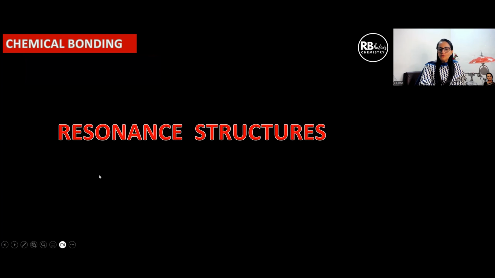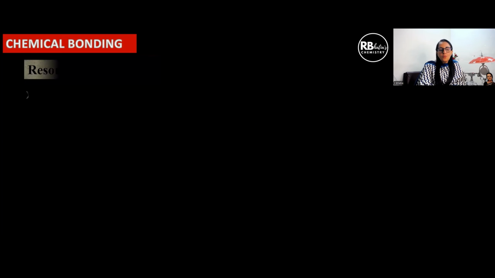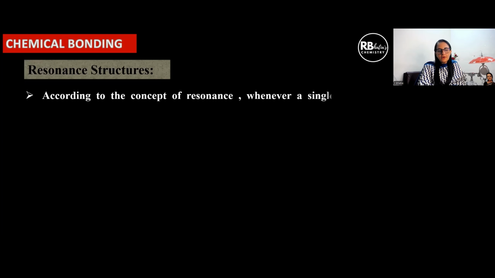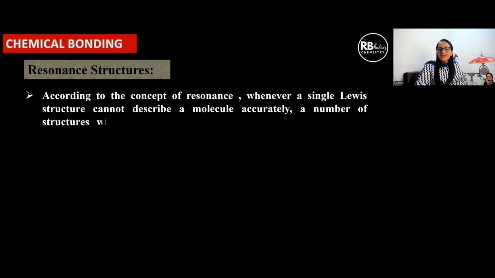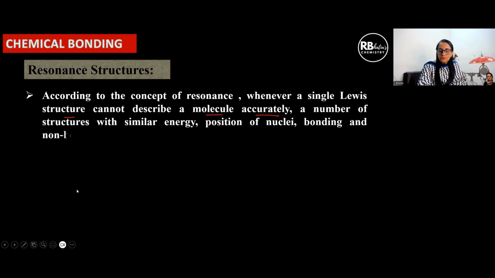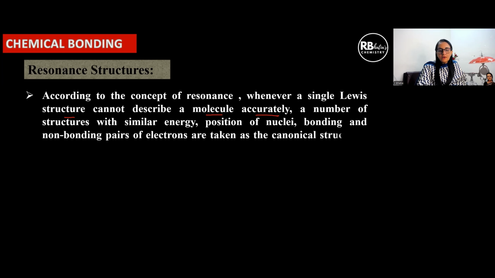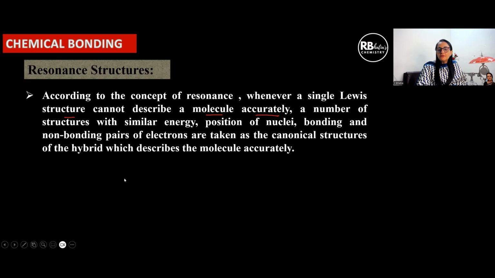The next topic we are going to deal with is resonance structures. What is resonance and what is the need for resonance? According to the concept of resonance, whenever a single Lewis structure cannot describe a molecule accurately, a number of structures with similar energy, position of the nucleus, bonding and non-bonding electrons are taken as canonical structures of the hybrid, which describe the molecule accurately.